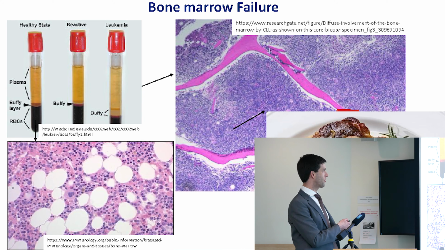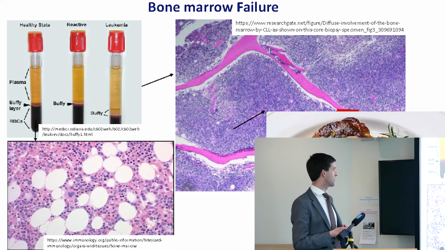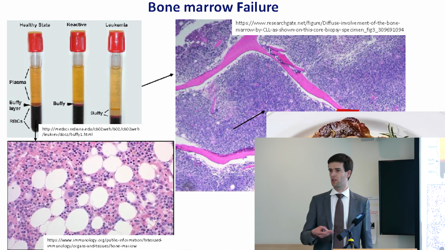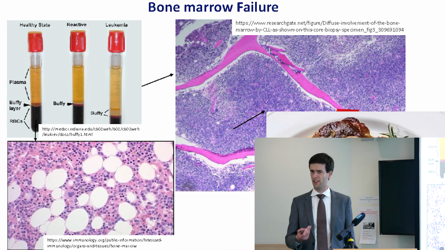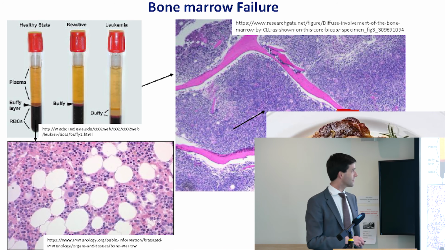This layer here, this so-called buffy layer, consists of the white cells, and then above there is the platelets that help clot the blood. And all this stuff, the plasma, is the liquid component. It also contains protein and other things, basically the non-cellular component of the blood.